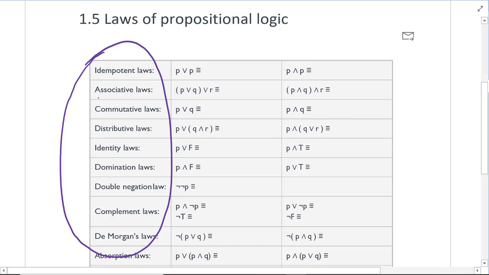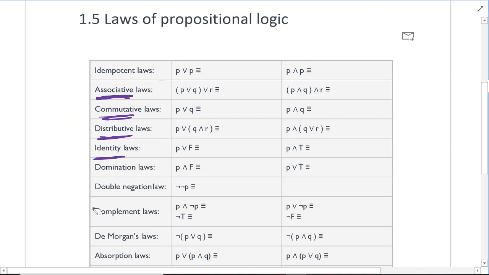For example, I'm sure you've seen associative, commutative, distributive in algebra. You probably also have seen something along the lines of identity, but you may not have seen idempotent, domination, double negation, and so on. So you don't necessarily need to remember the names of these laws, but we should more or less understand how they work.